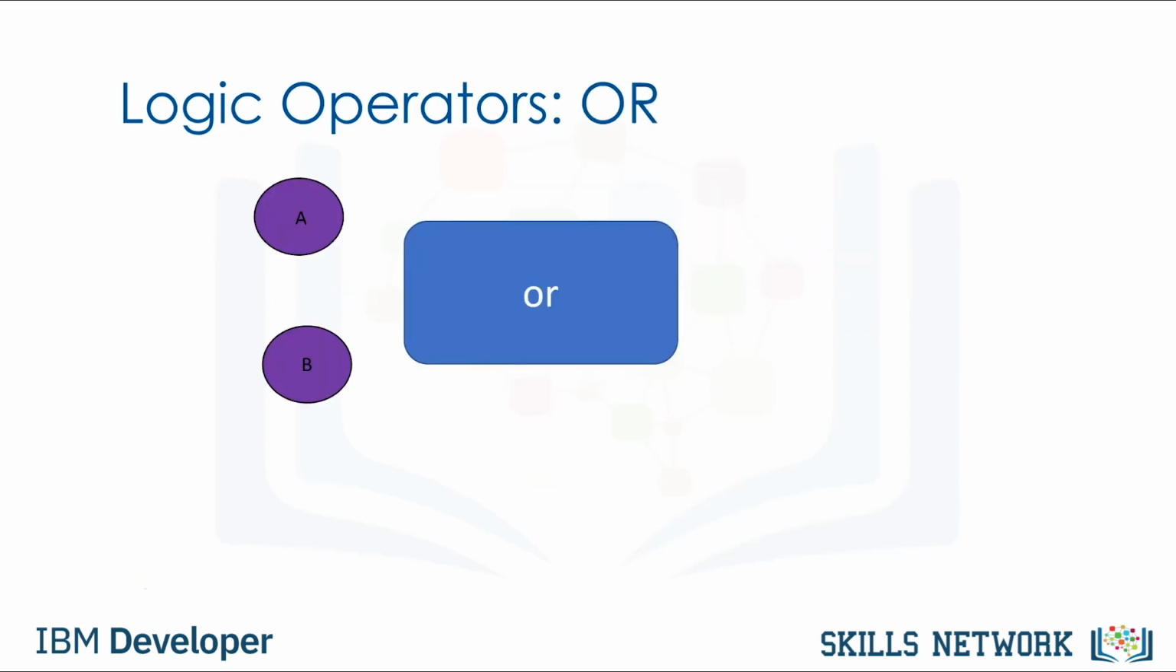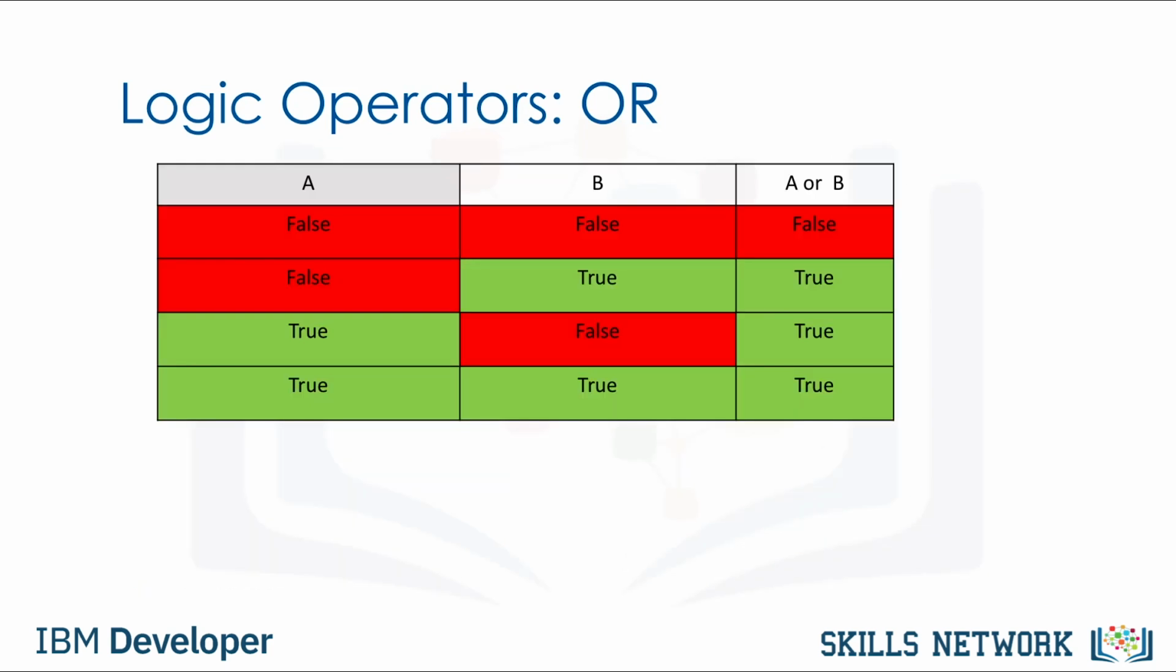Let A and B represent Boolean variables. The OR operator takes in the two values and produces a new Boolean value. We can use this table to represent the different values. The first column represents the possible values of A. The second column represents the possible values of B. The final column represents the result of applying the OR operation. We see the OR operator only produces a false if all the Boolean values are false.